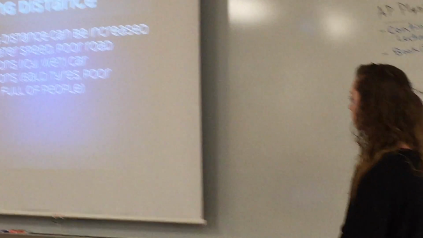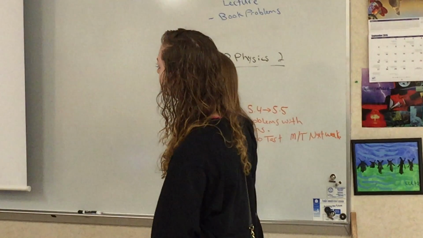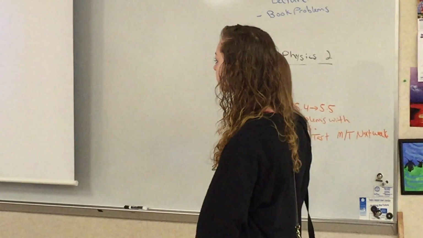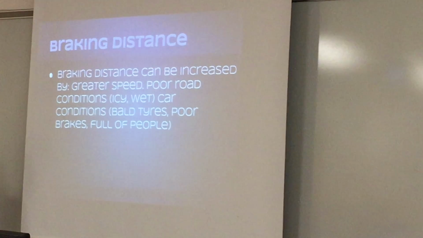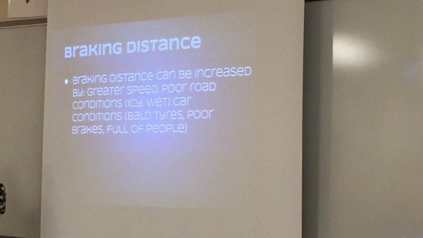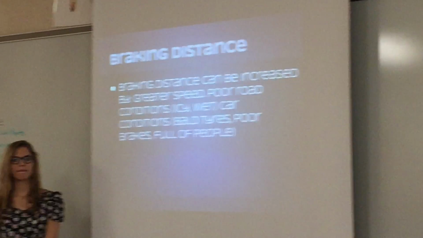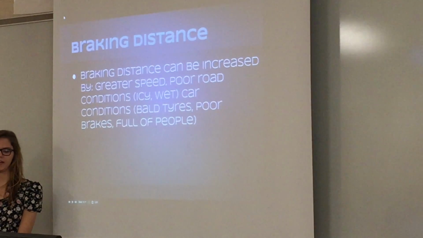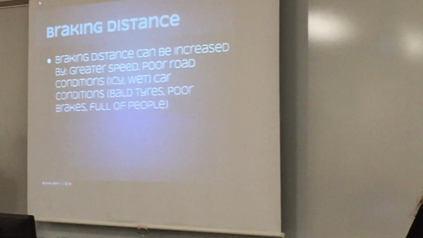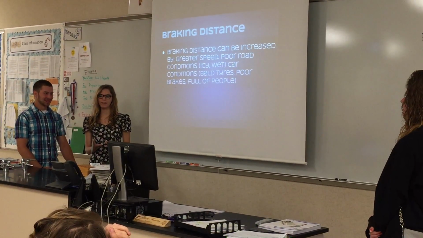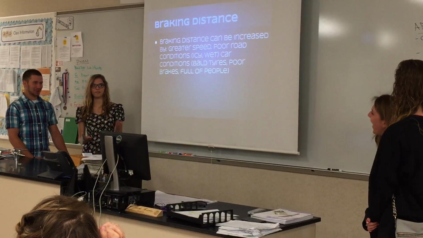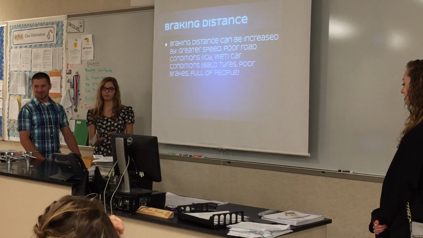Factors that affect braking distance would be speed, road conditions, and car conditions such as whether the brakes are new or old, if the car's full of people, and if the tires are bald or not. The reason is that really there's only the friction between the tires and the road. So if the road conditions are bad, that's going to throw off your friction. And if your tires are bad, that's also going to throw off your friction.